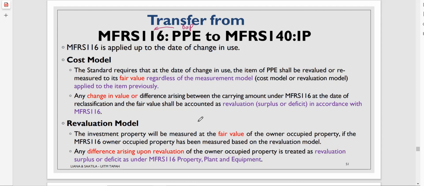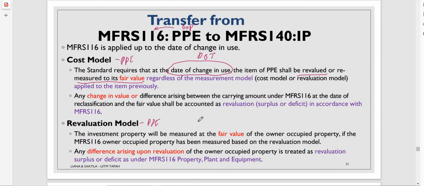So under the cost model, what happens if, let's say, the PPE uses the cost model, and what if the PPE uses the revaluation model? Under MFRS 140, the standard requires that at the date of change in use, which is the date of transfer, the item of PPE shall be revalued or remeasured to fair value. So even if you use the cost model throughout the years from the date of purchase, you do not provide any revaluation, no revaluation has been performed.